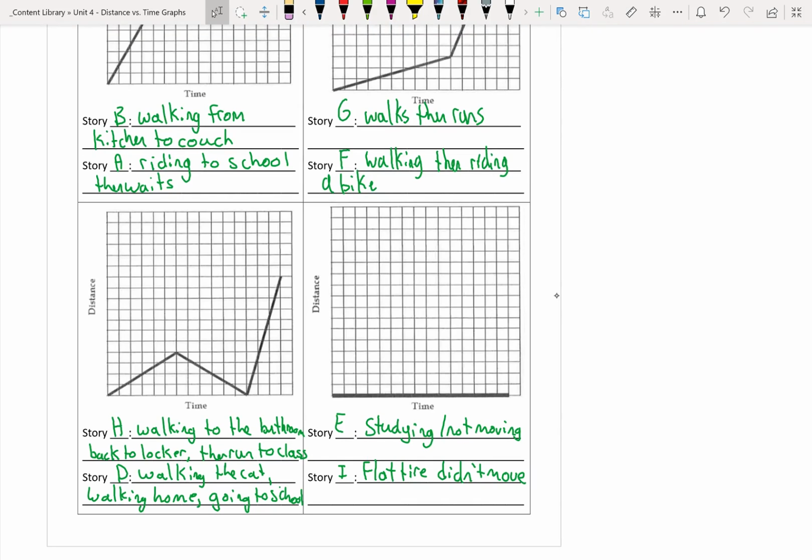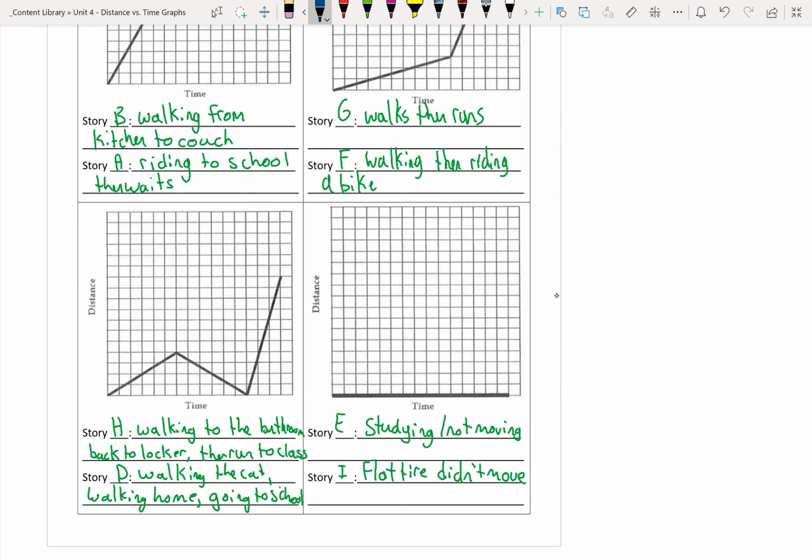In the lower left, our two stories are walking to the bathroom, then back to a locker, and then running to class. And the second one is walking in the cat, then walking home, and then going to school. So the key thing here is we have a line that's walking away from a reference point, such as the locker or home, then we're walking back to the locker or home, and then we're leaving at a faster pace, whether it's running to class or going to school. So again, this one looks at the line going up and then down, so walking away and then towards, and then leaving or walking away again.